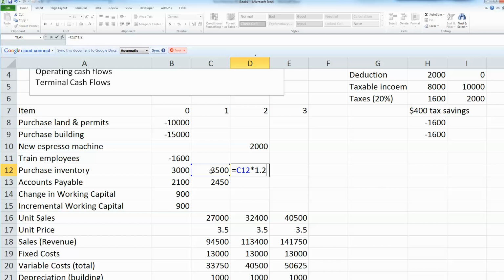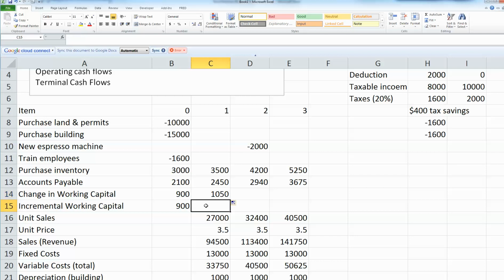So I'm taking the previous year's inventory, increasing it by 20%. Same thing with accounts payable: previous year's accounts payable, increasing it by 20%. In year 3, I will take the previous inventory, increase it by 25% this time, and the previous accounts payable, increase it by 25% this time. So now if inventory goes up by $3,500 and accounts payable goes up by $2,400, that means cash will drop by $1,050. But relative to the previous year, it's only dropping by an extra $150.